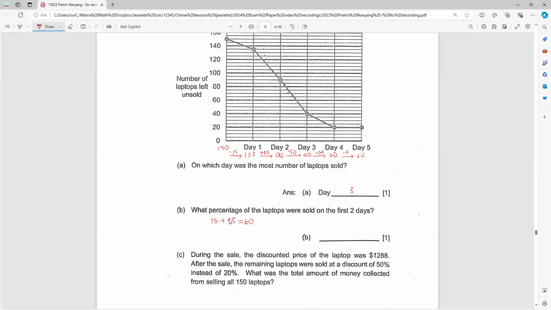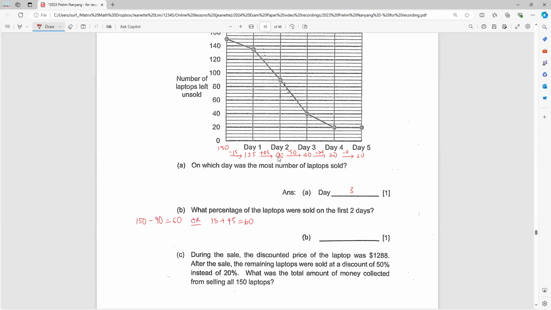Okay, either 15 plus 45, like the amount sold on day 1 plus the amount sold on day 2, or you can take the original minus what remains at the end of day 2. So 150 minus 90 also works.